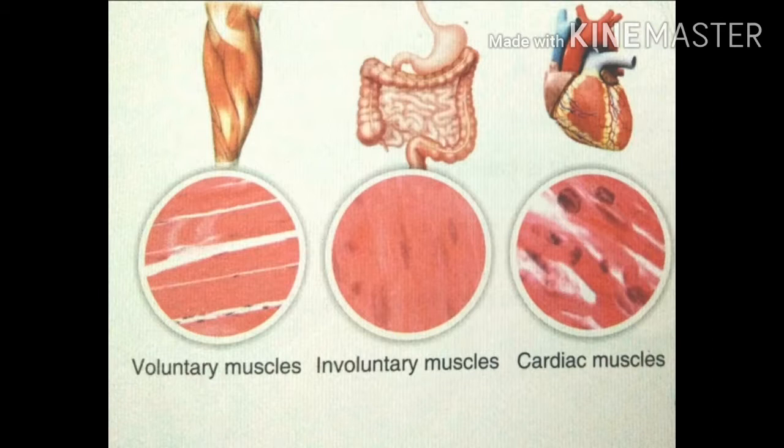The muscles of arms and legs are in our control. Their cells have bands or stripes on them. The muscles present in our arms and legs are called voluntary muscles because they are under our control.